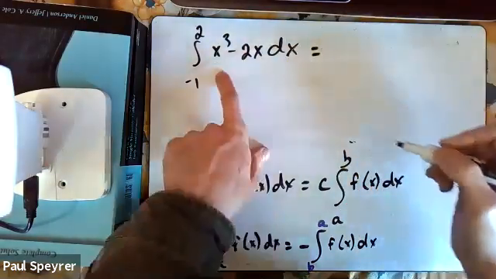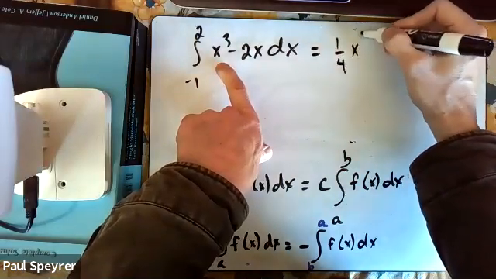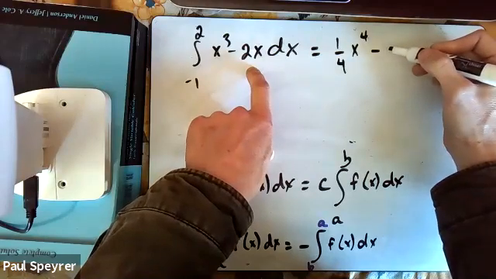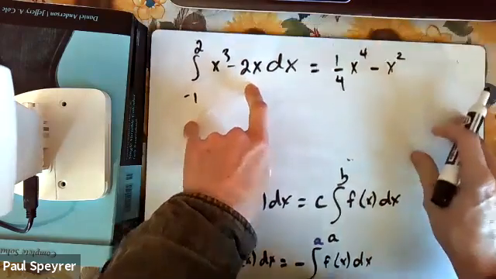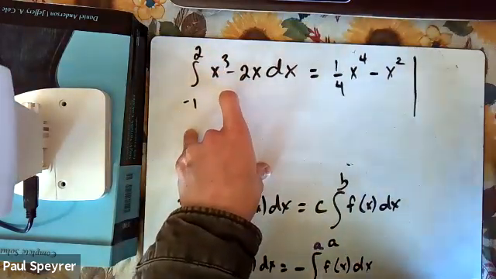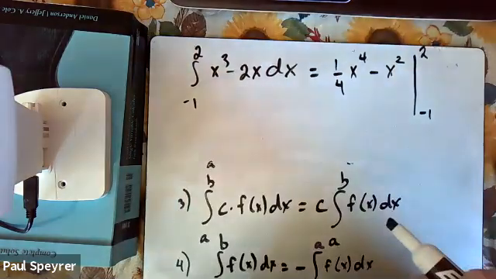So what is the antiderivative of x cubed? That's just 1/4 x to the fourth. And then moving on to the second one, this is minus 2x squared over 2, or just x squared. And then for the notation for evaluating, usually they put a big bar and they put the upper limit and the bottom limit like that.